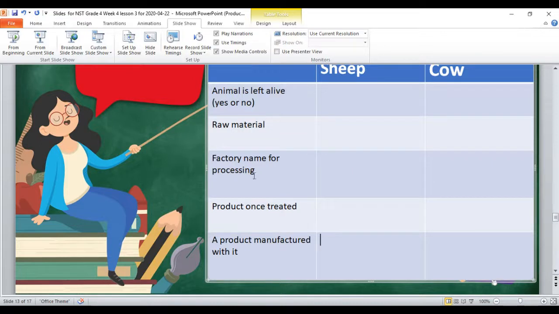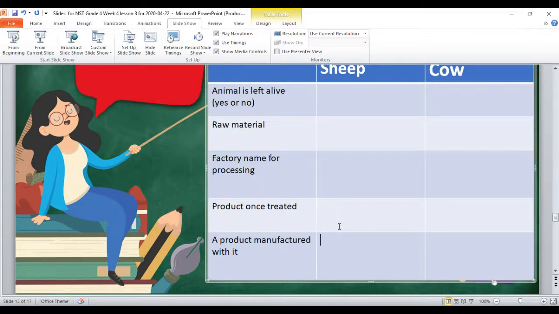Then the factory name for processing the sheep fleece. Where do we do that? It is the textile mill. Now, on the cow part, we also need to know the name of the factory. We call it a tannery, the place where it is treated. Now, once the product is treated here, what do we call it on the part of the sheep? What do we call that particular thing?